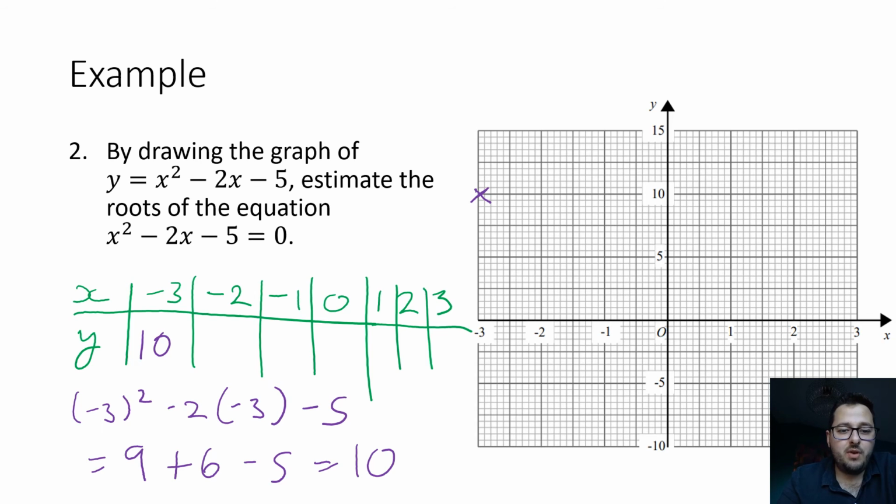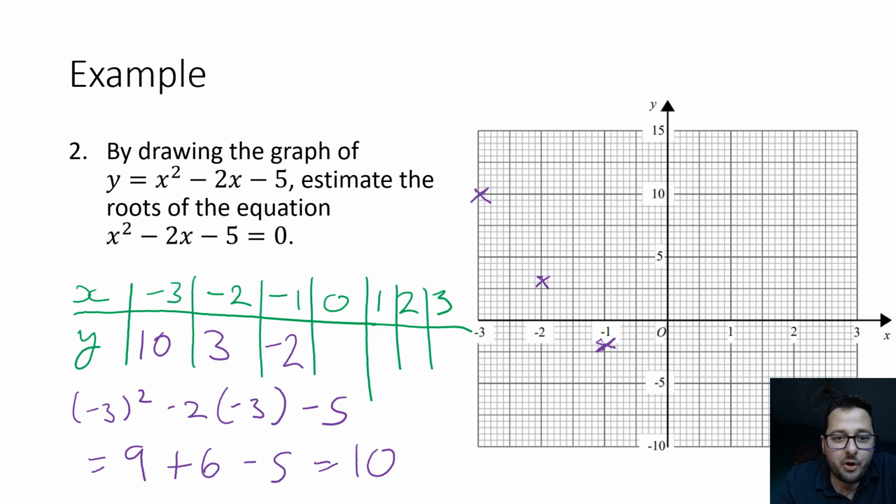So let's just do the rest then. So let's put -2 in there. So we're going to get -2 squared, which is 4. -2 times -2 is 4, so that's 8. 4 plus 4 is 8. Minus 5 is 3. So for -2, we've got that it is 3, which would be about there. Then for -1, we're going to get 1 plus 2 is 3, minus 5 is -2. So that would be about there.